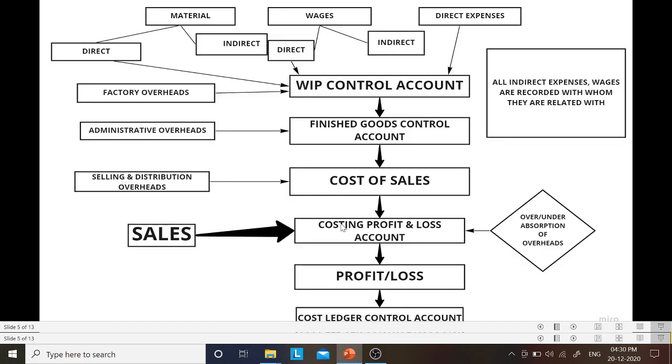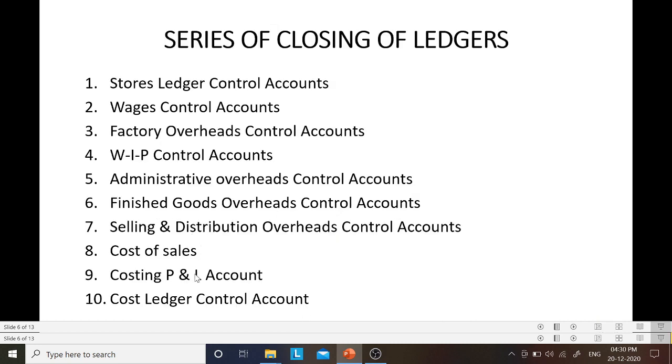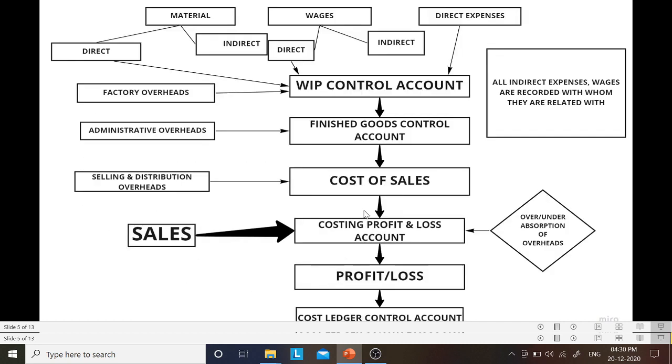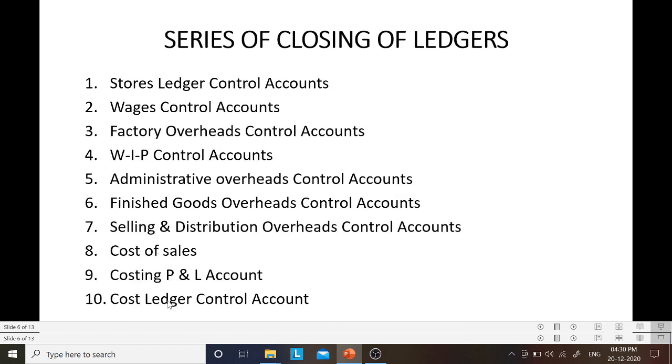Now cost of sale will be transferred to costing P&L. So ninth is costing P&L. Last one, costing P&L balance has to be transferred to cost ledger. So 10th account is cost ledger account. So under non-integrated system, as we are not following financial procedure, we are not preparing any extra accounts. So we have maximum 10 accounts, these 10 accounts to be prepared, and it may get reduced if you don't have administration overheads. This account can be avoided. If you don't have sale and distribution, this account can be avoided likewise, but remaining all accounts are mandatory. So this is the series.